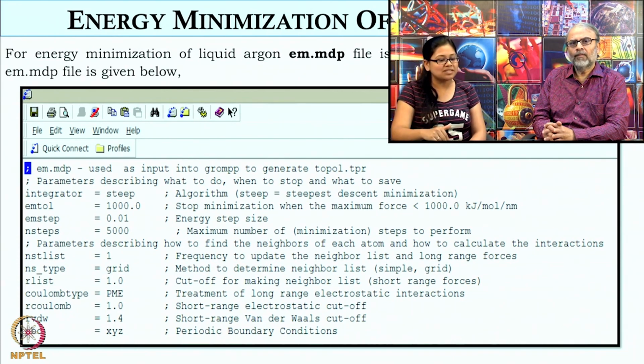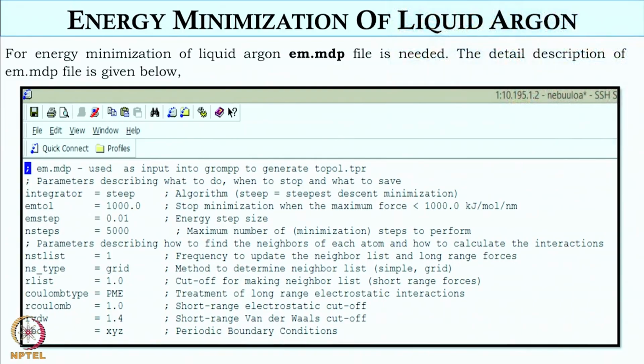And then there is PBC, which is XYZ direction. That is the periodic boundary condition. It is applied in all the 3 directions. So you said that all these cutoffs should be less than the box length. Yes. It cannot be more. It can be equal to the box length, but it cannot be more than the box length.